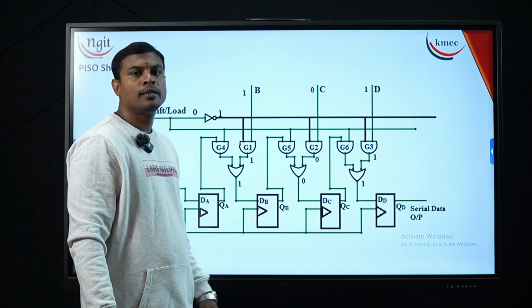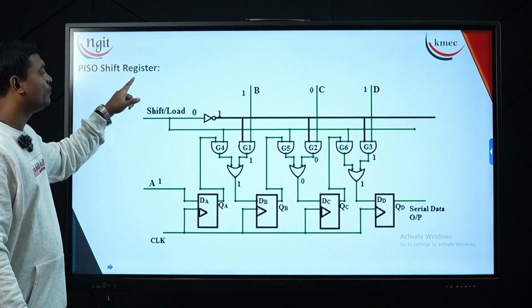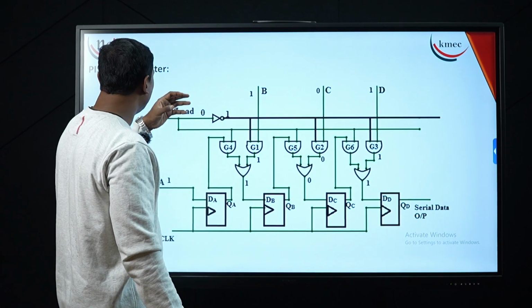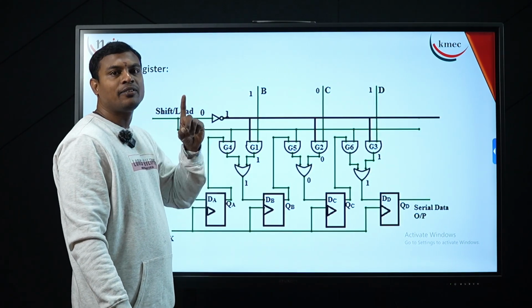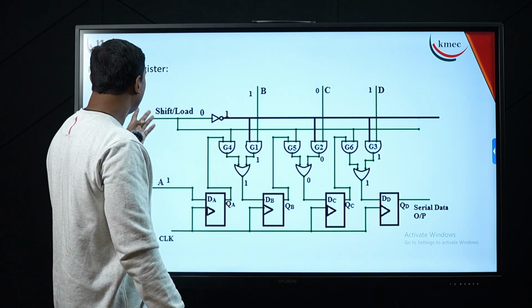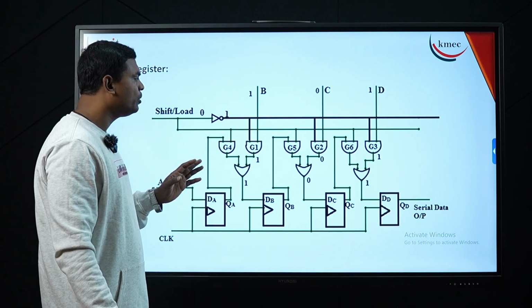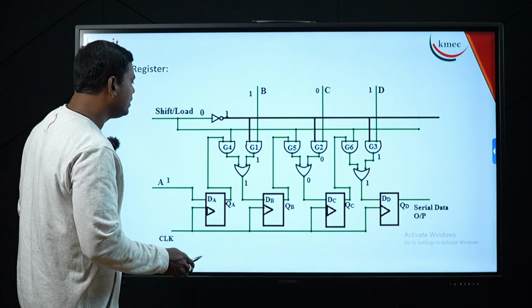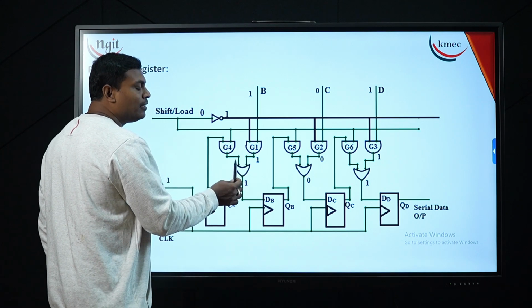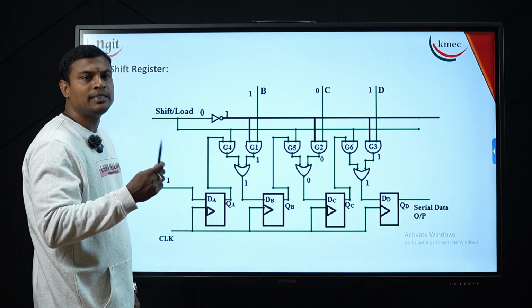Now the next one is the parallel in, serial out shift register. It means I need to input the data in parallel. It requires only 1 clock pulse to send the data onto the 4 flip-flops, and it requires 4 clock pulses to get the data as output here. Here I am going to use a setup where the gates in between my 4 flip-flops act according to serial input and parallel output operation, or parallel input and serial output operation.